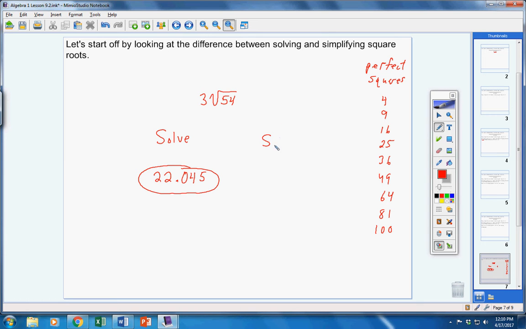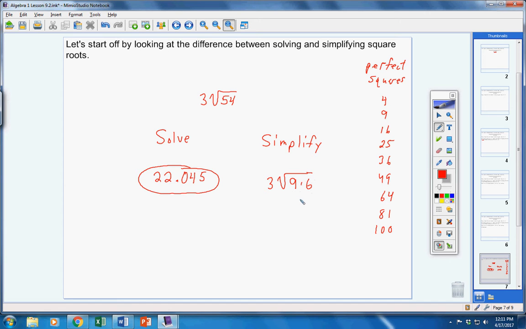Now let's move on to simplifying. Let's simplify 3 square root of 54. As I look at 54, what number goes into 54 evenly? It has to be from my list over here, okay? Let's see. 9 does. That's the only number from my list that goes into 54, so I'm going to write 3 square root, and then instead of putting 54, I'm going to put 9 times 6. Got it?